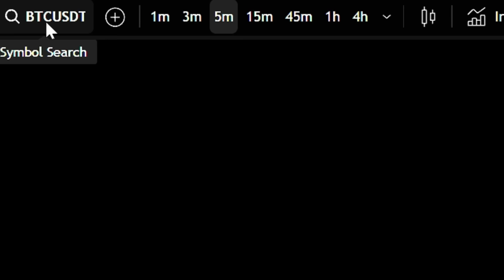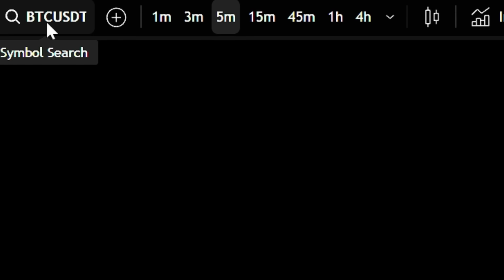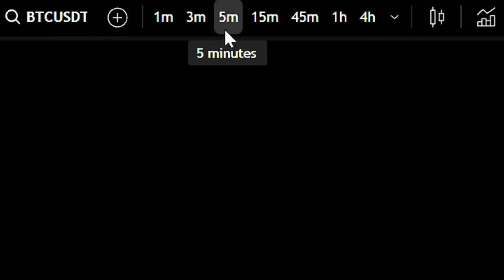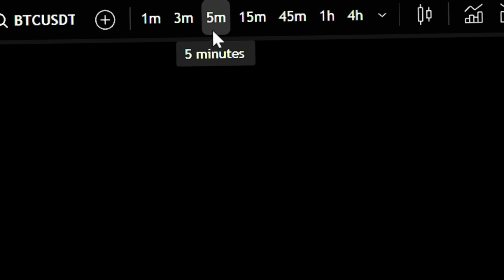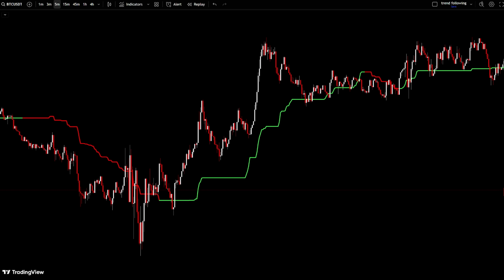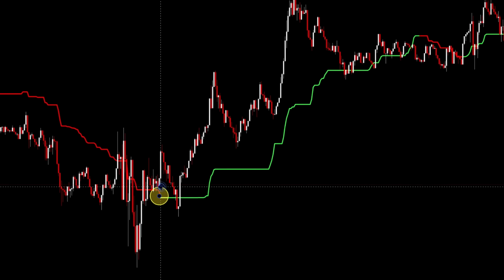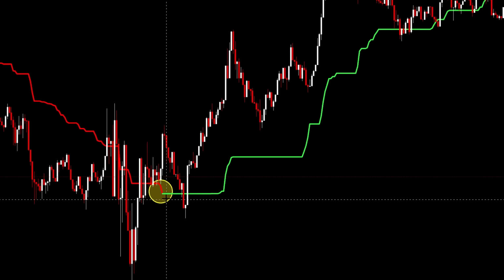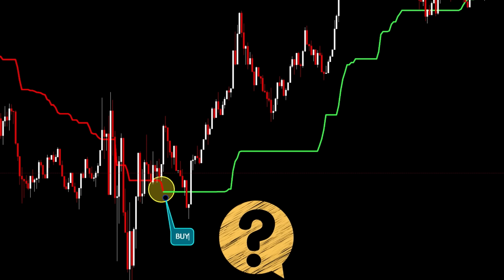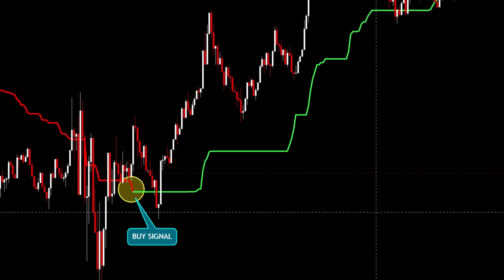Alright, let's jump right in. Here's the Bitcoin chart on the 5-minute time frame, and I want you to really watch this closely. See that line flipping from red to green? Watch how the candles react. Most traders panic or jump in way too early. That's exactly how they get caught on the wrong side of the market.